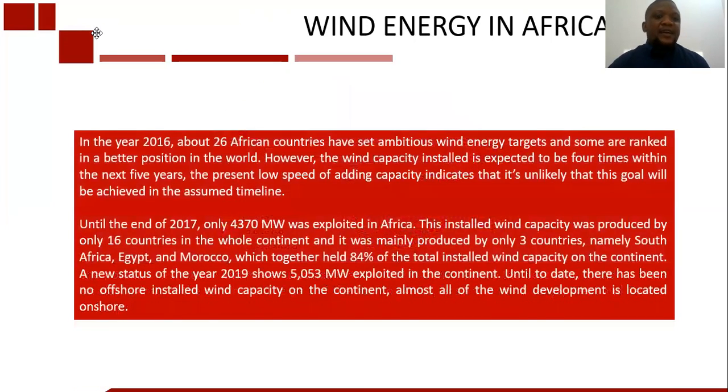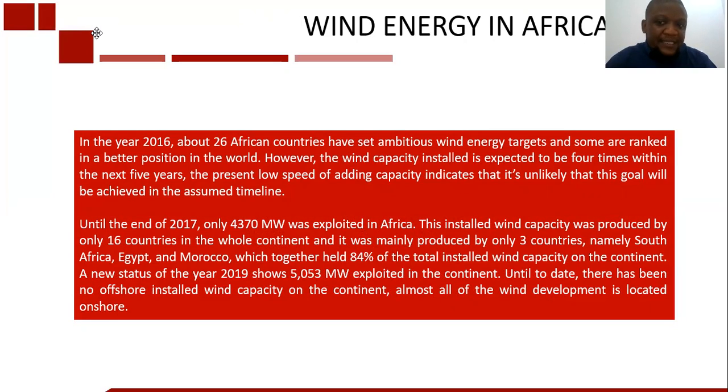In the year 2016, about 26 African countries set ambitious wind energy targets, and some are ranked in a better position in the world. However, the installed wind capacity is expected to be 4 times within the next 5 years. The present low speed of adding capacity indicates that it is unlikely that these goals will be achieved in the assumed timeline. Until the end of the year 2017, only 4,370 megawatts was exploited in Africa.